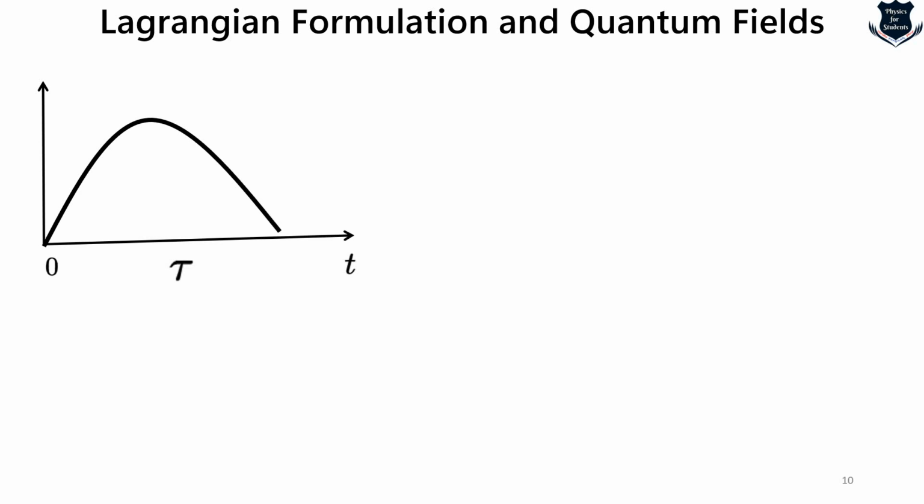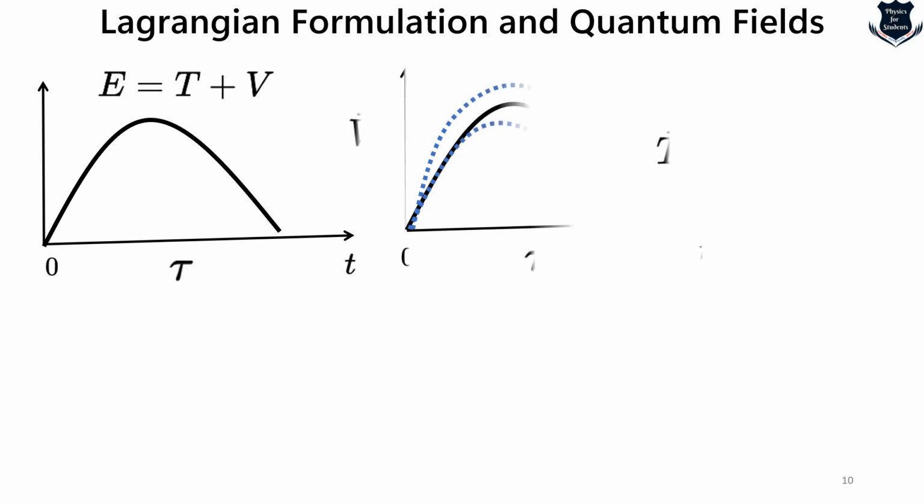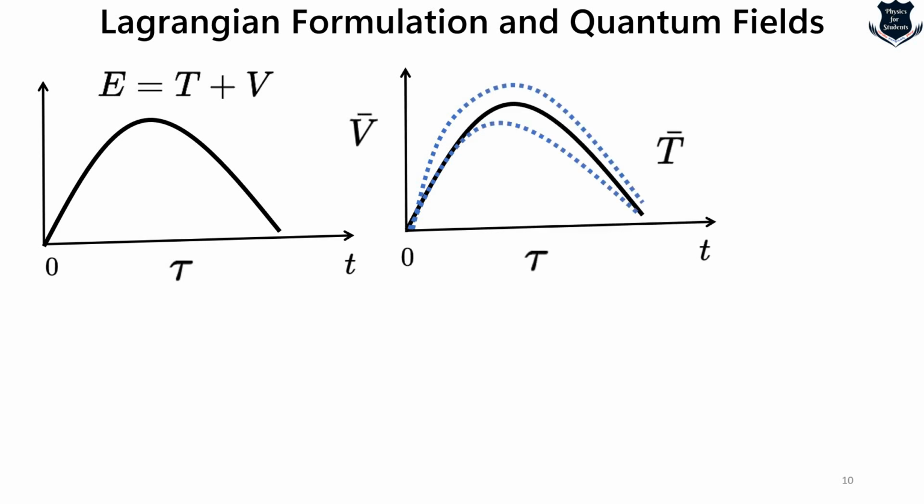Starting from 0 to tau and moving up to t, and we know that E equals t plus v. Nothing great about that. Now what about this kind of diagram on the right hand side? You can see that the trajectory is varied by these blue dotted lines, and what we get is that E should be equal to E bar equals t bar plus v bar.